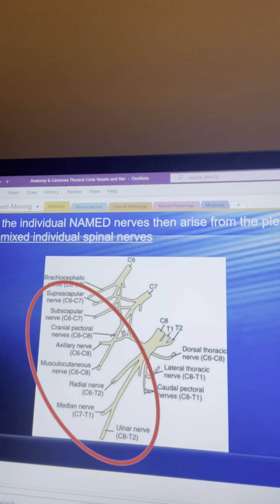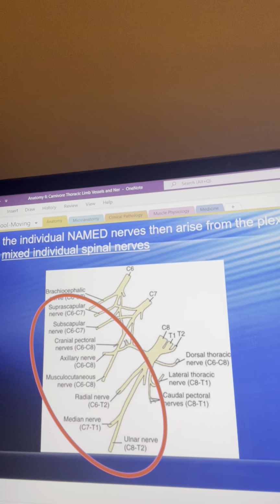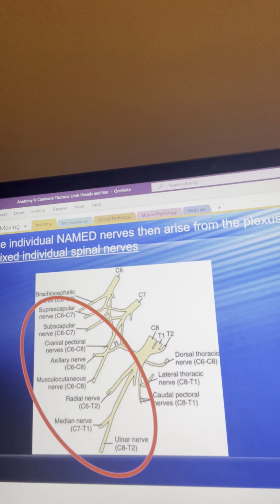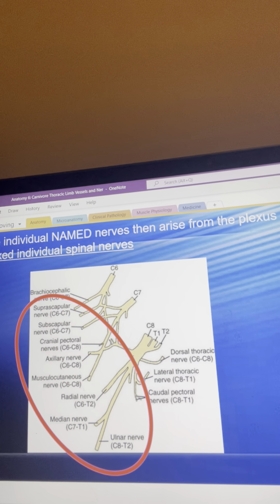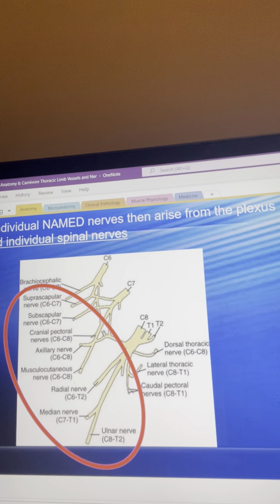She talked about the brachial plexus for a long time, but we also need to know the different nerves coming off. So you have the suprascapular nerve, the subscapular nerve, the cranial pectoral nerves, the axillary nerve, the musculocutaneous nerve, the radial nerve, the median nerve, and the ulnar nerve. And these are not part of the brachial plexus. They just originate from it, if that makes sense.